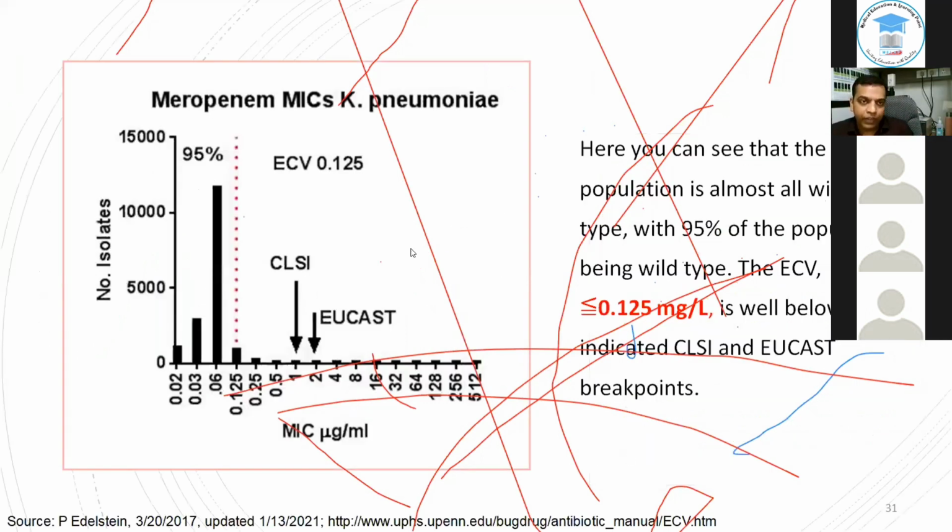So if you take this chart, the ECOF value is 0.125, but the CLSI breakpoint is 1. So ECOF is much lower than the CLSI breakpoint. That means that though an MIC of less than 1 might be interpreted as sensitive, there might be some resistance mechanism. So CLSI and ECOF can at times be considered for selection of antibiotic.